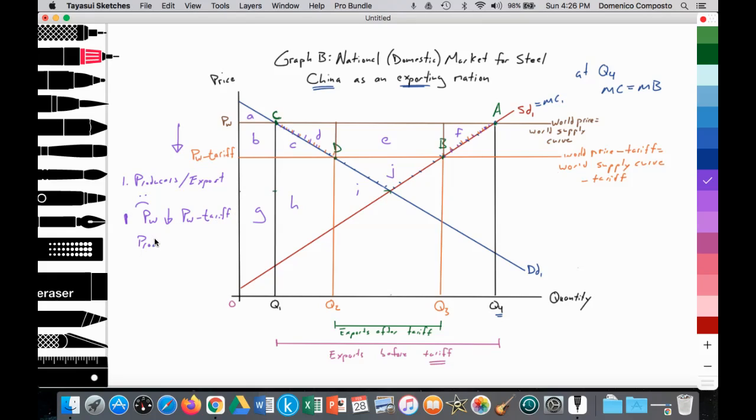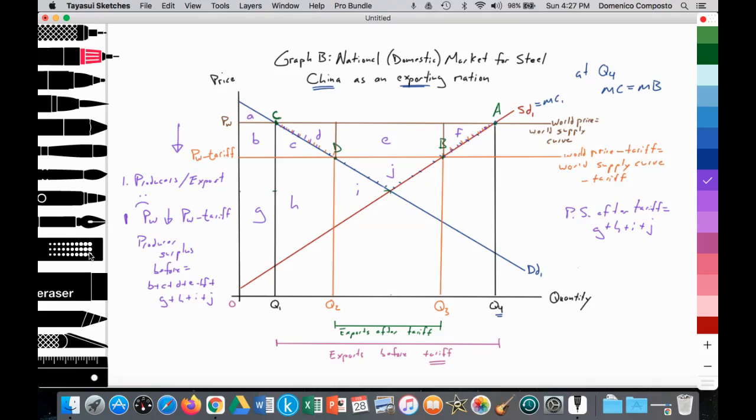The producer surplus before the tariff was equal to areas B, C, D, E, F, G, H, I, J. So it's equal to B plus C plus D plus E plus F plus G plus H plus I plus J. Okay, but then producer surplus after the tariff has been reduced. It's now equal to G, H, I, and J. G plus H plus I plus J.